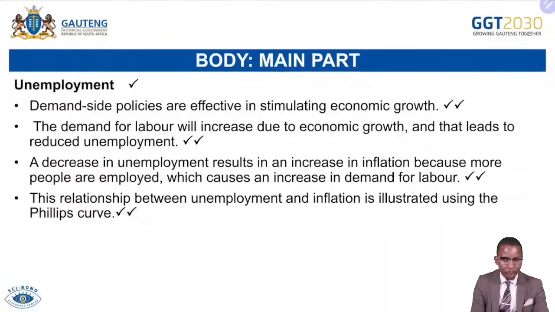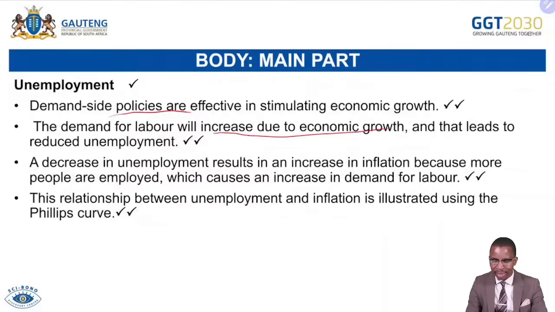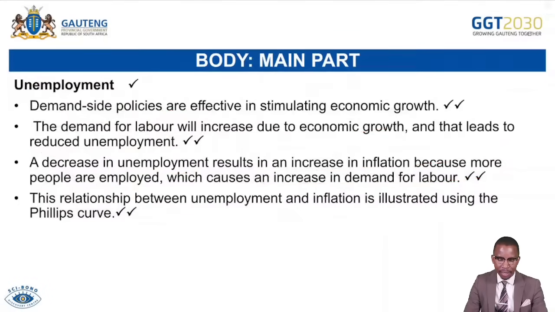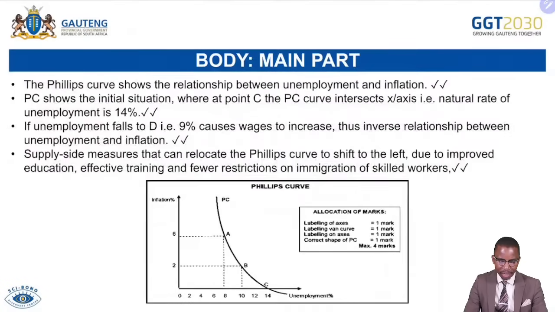And then unemployment. The demand side policies are effective at stimulating economic growth. So the demand for labor will increase due to economic growth, and that leads to reduced unemployment. A decrease in unemployment results in an increase in inflation because more people are employed, which causes an increase in demand for labor. The relationship between unemployment and inflation is illustrated through the Phillips curve. Then there is your Phillips curve being illustrated there. The Phillips curve shows the relationship between unemployment and inflation.